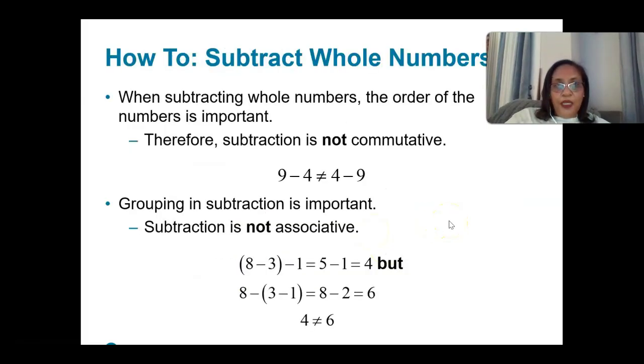And then subtracting whole numbers. Okay. So when subtracting whole numbers, the order of the numbers is important. So be careful. Okay. Subtraction here, 9 minus 4 does not equal 4 minus 9. Okay. Grouping in subtraction is important. So we group 8 and 3, then that means we need to do 8 and 3 first. So 8 minus 3 first.